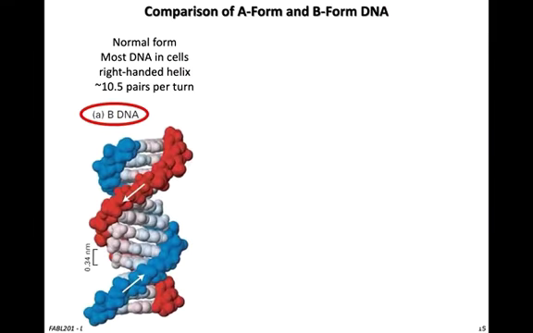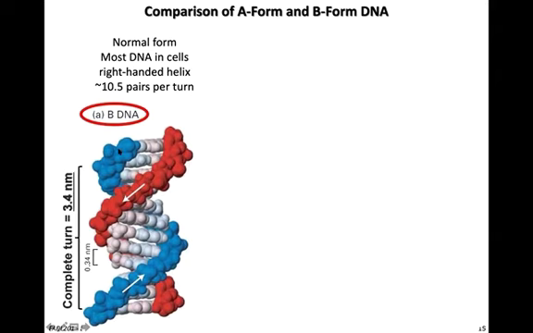So do we have only B-form DNA? Okay. What does it mean in a right-handed helix? Right-handed helix, if you twist something to the right. So the normal form, as we said, is the B form. It is a right-handed helix.